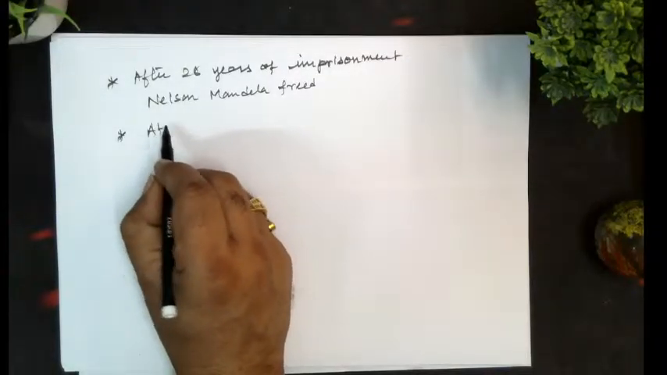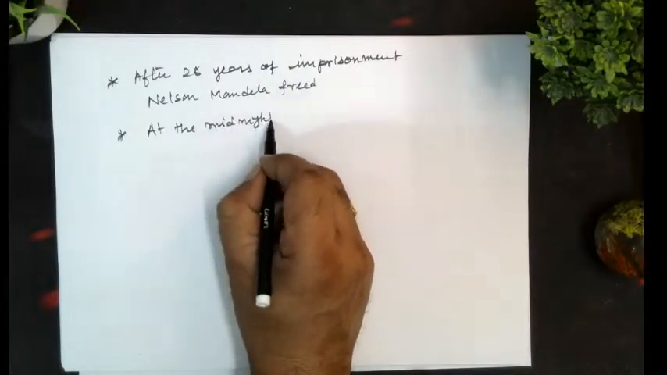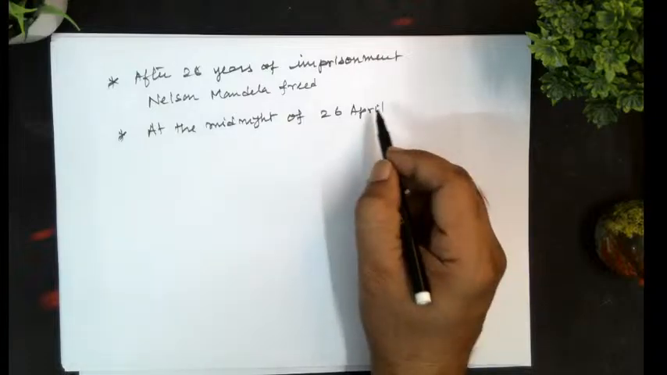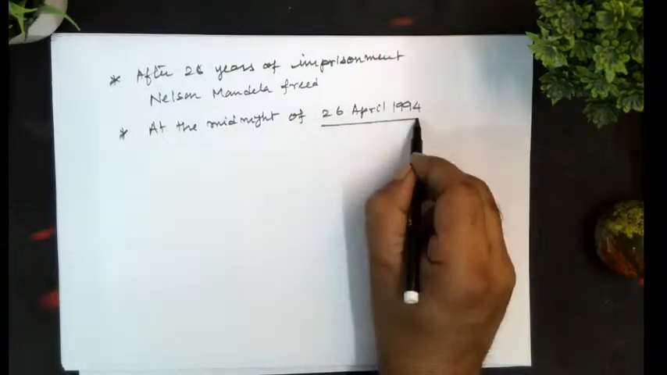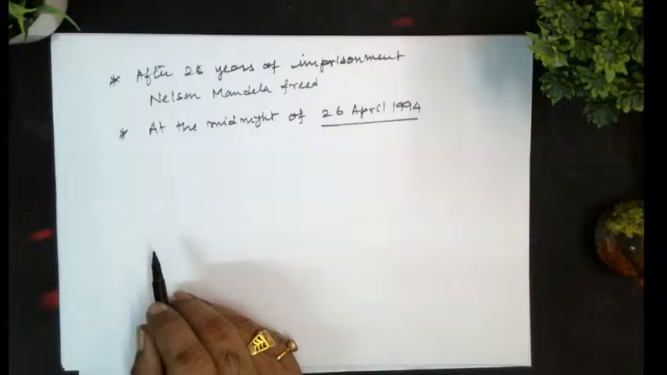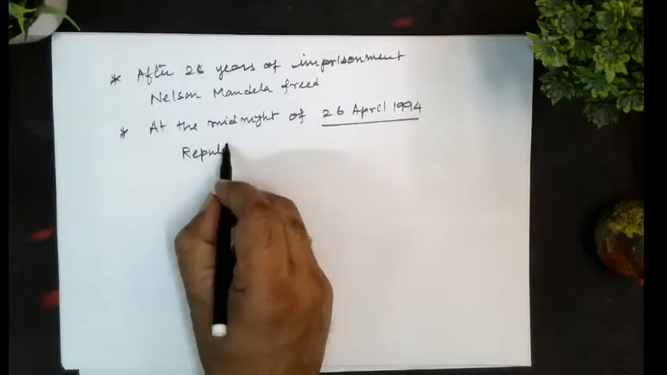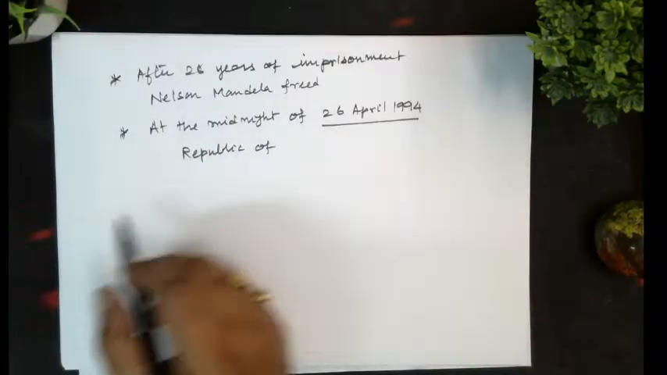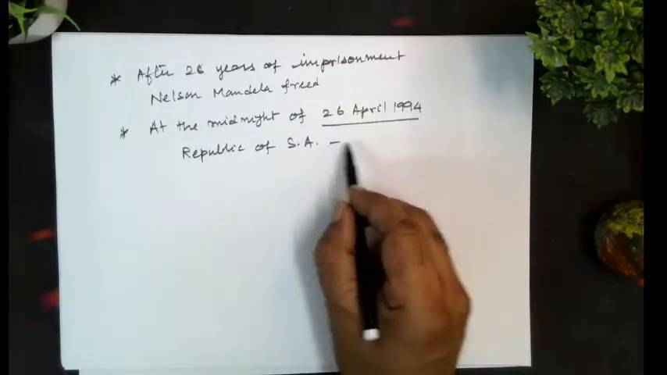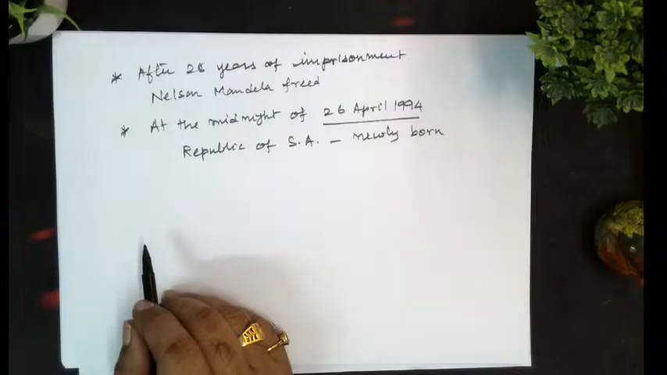At the midnight of 26 April 1994, Republic of South Africa was newly born as a democratic country in the world.